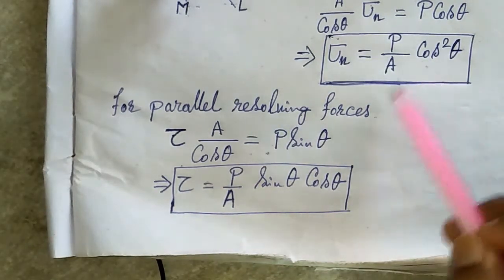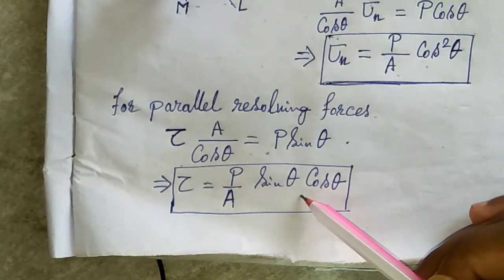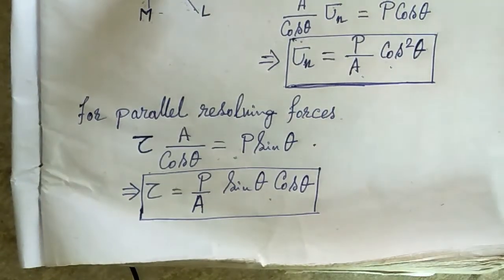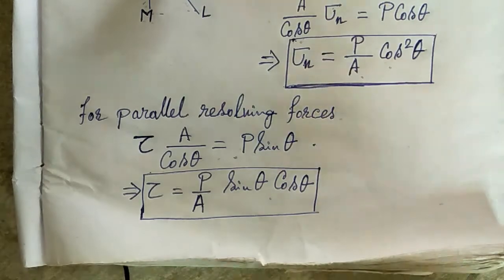So from these two relations, that is from the sigma n and tau, we can comment that when the rod is subjected to pure tension, both tensile and shearing stresses are produced in the material. Under direct compression, the corresponding stresses will be compressive and shearing.